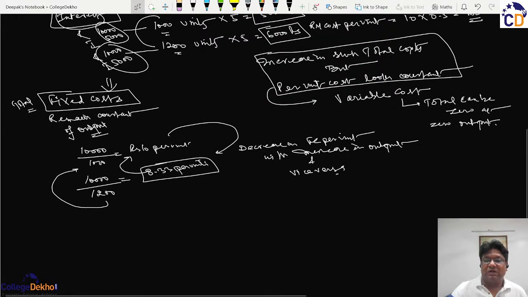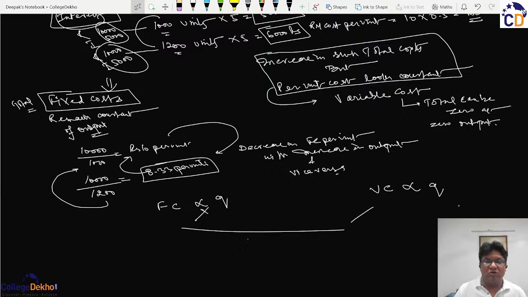So this variable cost looks to be directly proportional to the quantity, and this fixed cost does not look to be proportional or related to the quantity. And if we combine the two costs, that is the total fixed cost plus total variable cost, known as the total cost.